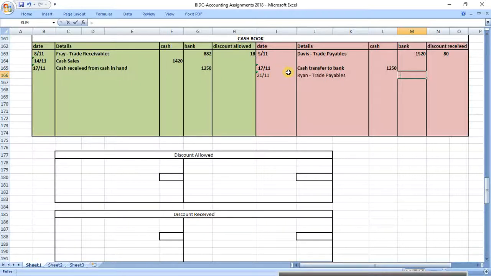Okay, how much did Ryan owe us? We owed Ryan 2.3. Oh, we owed Ryan, yeah, 2.3. Okay, 2.3 less 2%. No, less 5%, not 2%. Yeah, 5%. So that's 115. 2185. Yes. Okay, good. Times 5%. So 115 is the discount. 2185 is the receipt, payment actually.